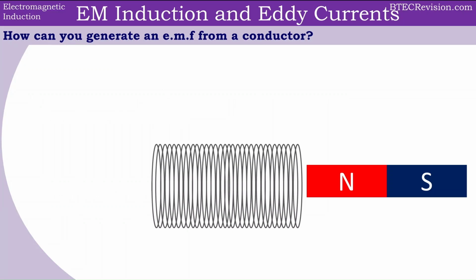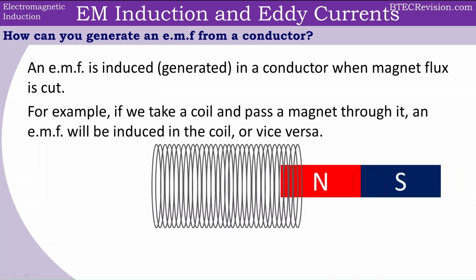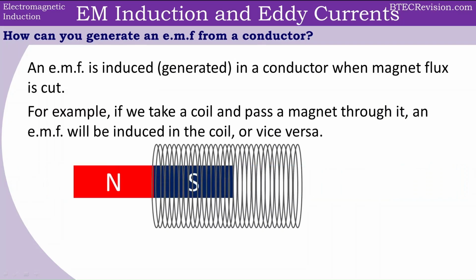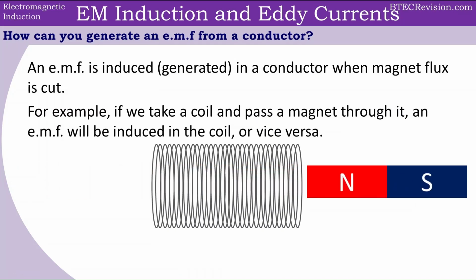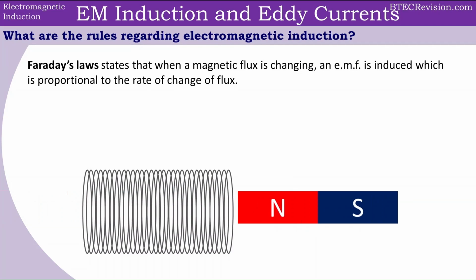How can you generate an EMF from a conductor? An EMF is induced or generated in a conductor when a magnetic flux is cut. For example, if we take a coil and pass a magnet through it, an EMF will be induced in the coil, and vice versa.